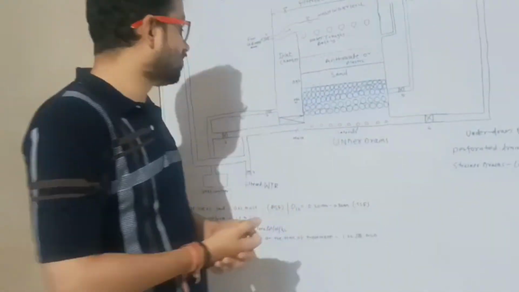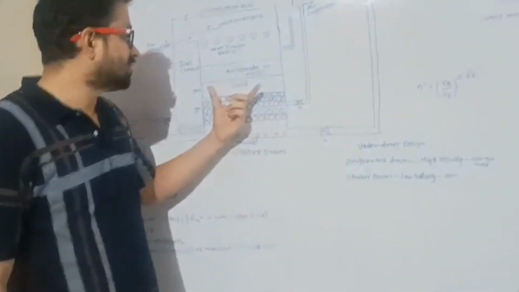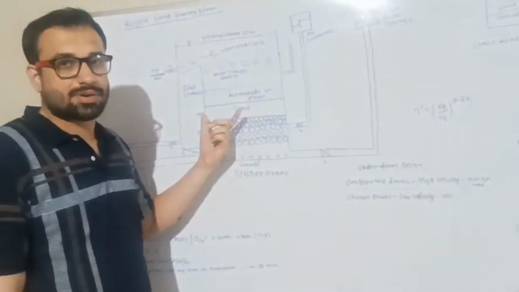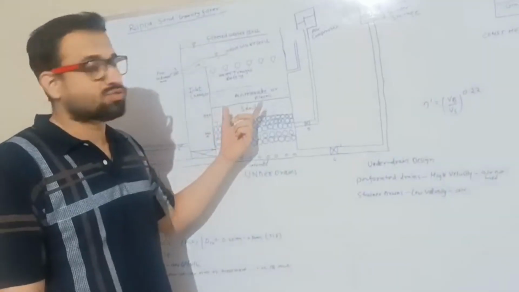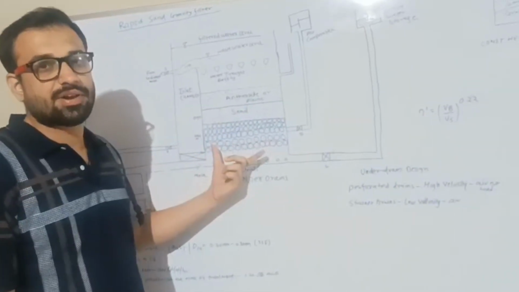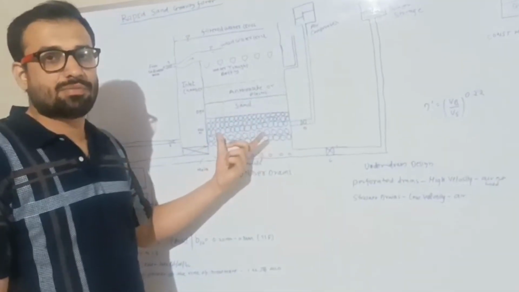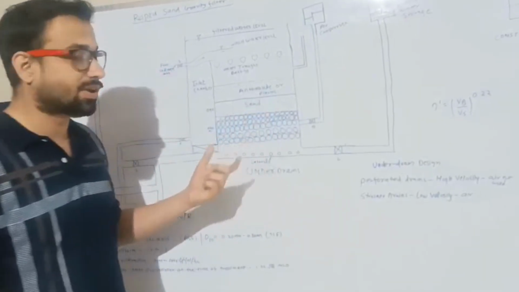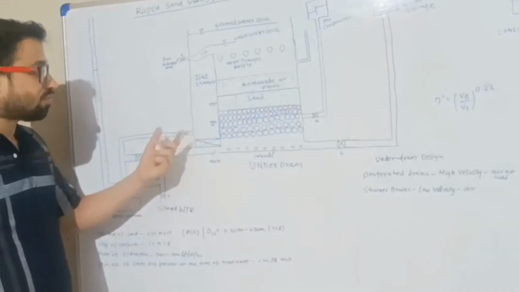After this we have a sand layer, which is generally provided as 0.90 meter. This is the filter media. To support the filter media we have a gravel layer. The gravel layer which we have provided to support the filter media is 0.60 meter.